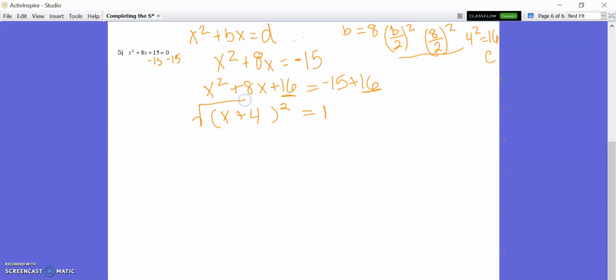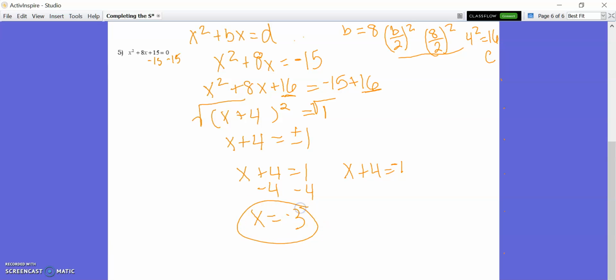Take the square root of both sides. X plus 4 to the second power. When I take the square root of that, I could just get x plus 4. And on the other side, I get plus or minus 1. Go ahead and write it into two different equations. X plus 4 equals 1, and x plus 4 equals -1. Go ahead and subtract 4 on both sides. We'll get x equals -3, and we'll also get x equals -5.